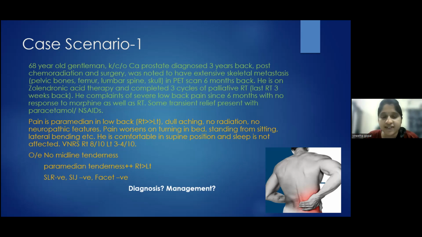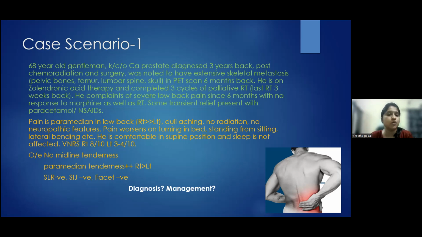Anybody? Yes, you told about the altered biomechanics of the spine. Why is the lumbar biomechanics altered here? Because of lumbar spine mets. He will not be moving his back much, or he will try to stiffen his back. Yes, correct. Whenever there is lumbar spine mets, or when there are multiple level fractures, the normal mechanics get altered.